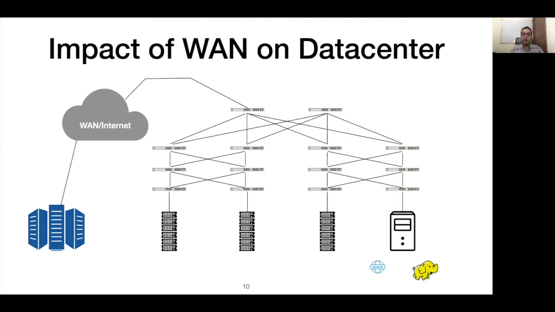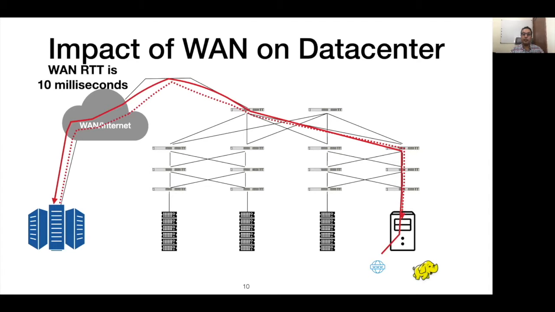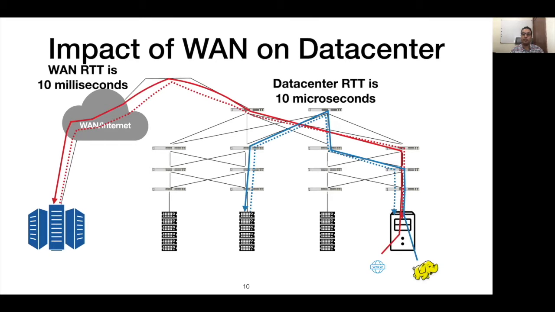In order to better understand that statement, let's look at the timescales of operation of WAN and data center traffic. A typical WAN RTT is in the order of tens of milliseconds. On the other hand, data center RTTs are in the order of microseconds. When congestion happens, data center traffic detects it, reacts to it, and pretty much resolves it all before WAN traffic is even aware that there is a problem.